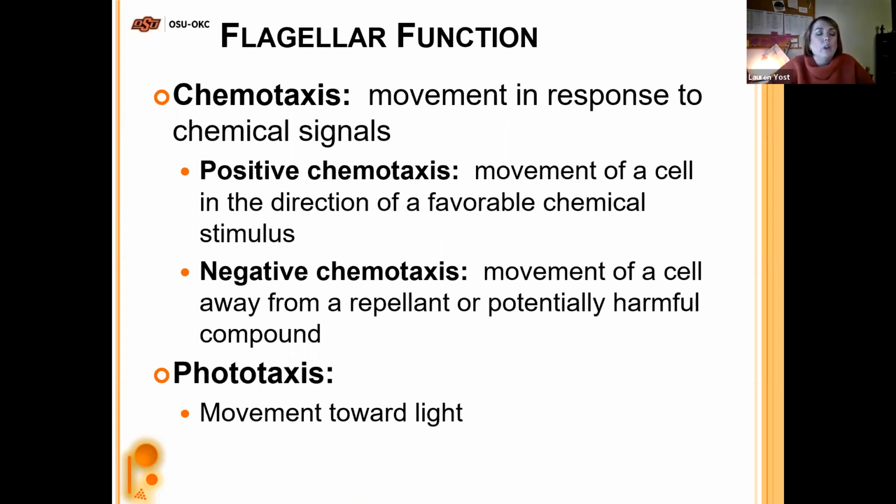Okay, moving on, the function of flagella. Why would we need to move around? So one of the reasons could be chemotaxis. What does that mean? It's movement in response to chemical signals. We can have positive chemical signals, so positive chemotaxis. We're moving towards something that we want. Negative chemotaxis is moving away from something that we don't want, like a harmful thing. Okay, so positive, yeah, move towards it. Sounds good to me. Negative, I don't want to do it. That's the idea. Phototaxis is movement towards light. It's another thing we can do.